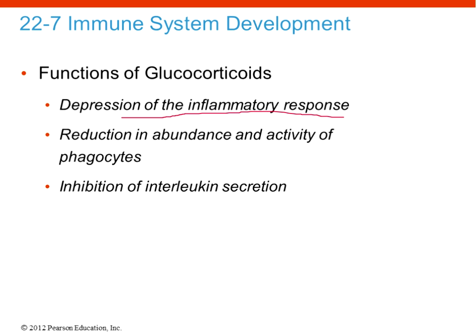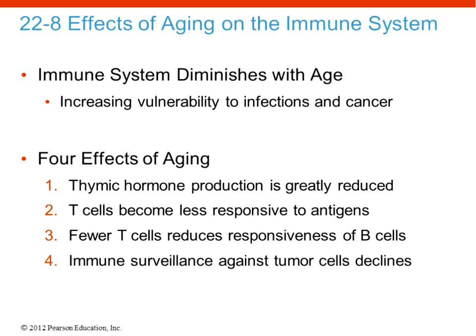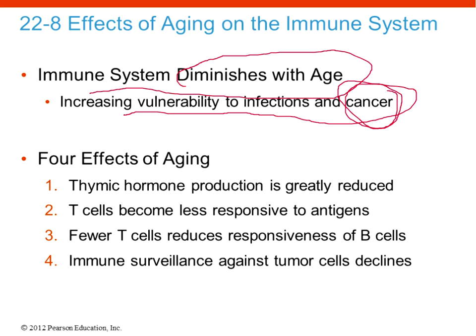So glucocorticoids, as I said, depress the inflammatory response, reduce phagocytic activity, and reduce interleukin secretion, so all these things are going to slow and depress the immune response. Okay? In regards to aging, the immune system diminishes as we get older, as I've said. There are different reasons for this, but we're basically more vulnerable to infections and especially cancer, right? That's why cancer rates are so much higher when you get older, because our immune system is not as robust as it is when we're younger.